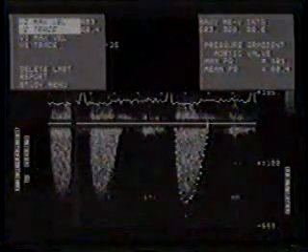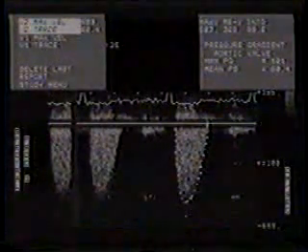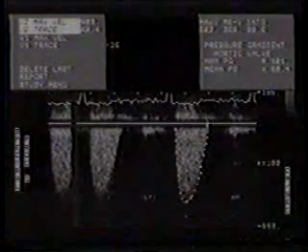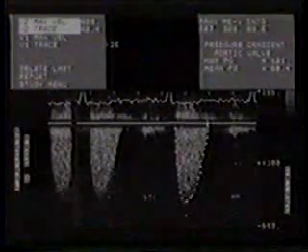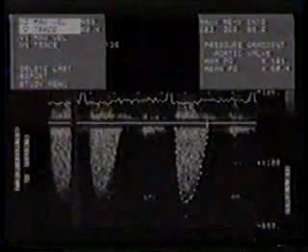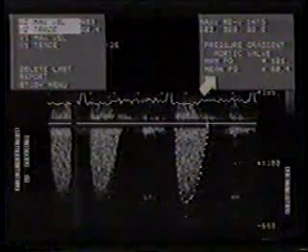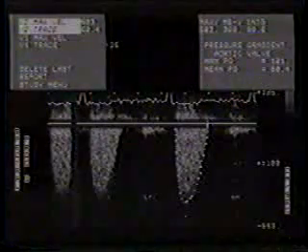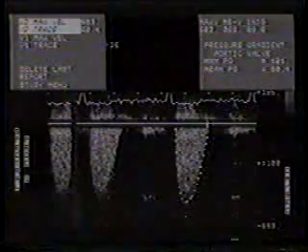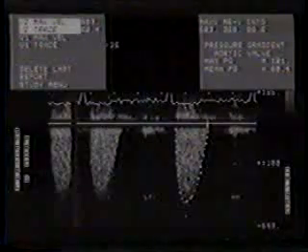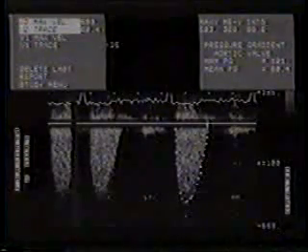Determining the mean gradient is much less tedious if the echocardiographic instrument is equipped with a Doppler calculation package. In this case, the Doppler velocity spectrum has been traced and the instrument has calculated the mean gradient, 60 millimeters of mercury. In general, a mean gradient greater than 50 millimeters of mercury signifies severe aortic stenosis.